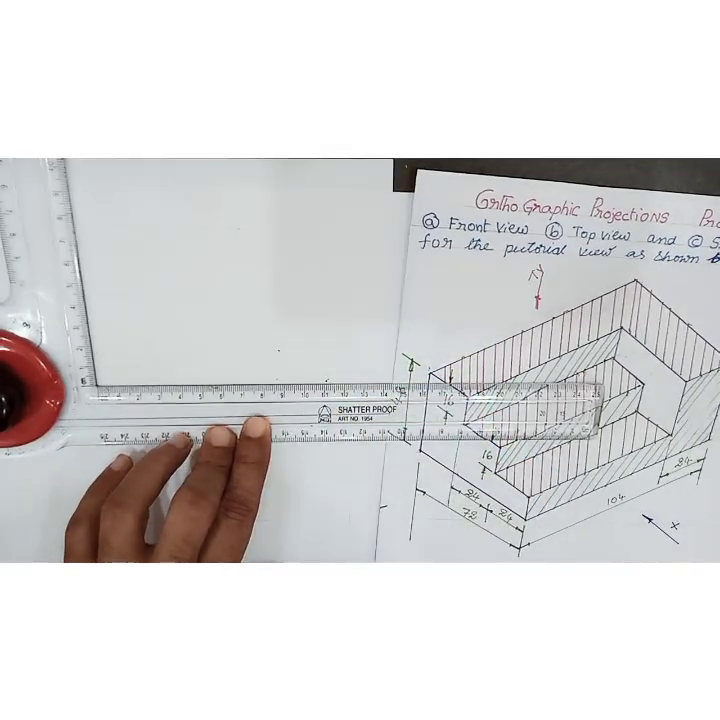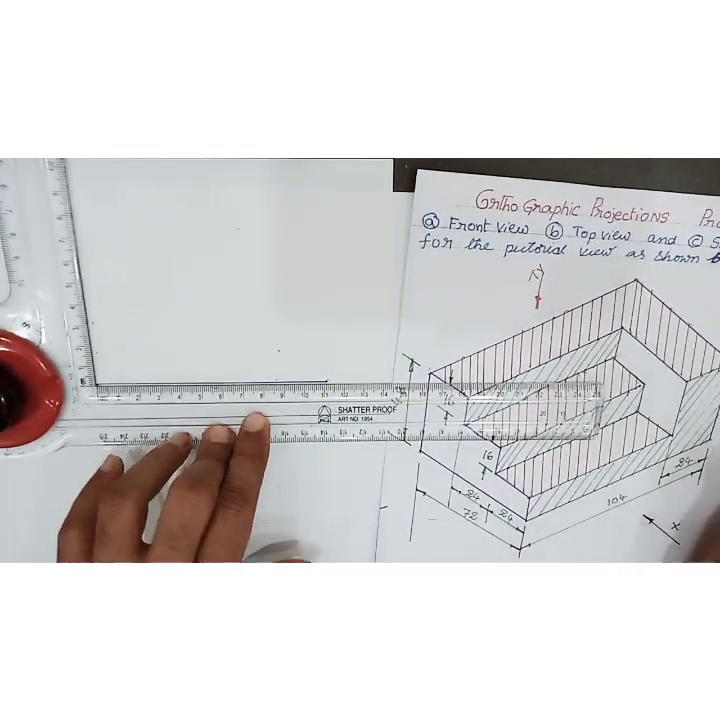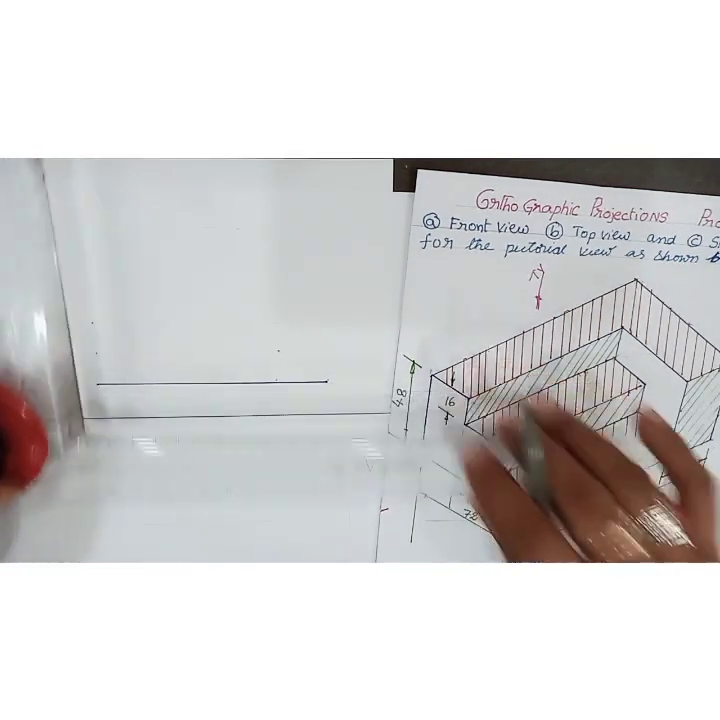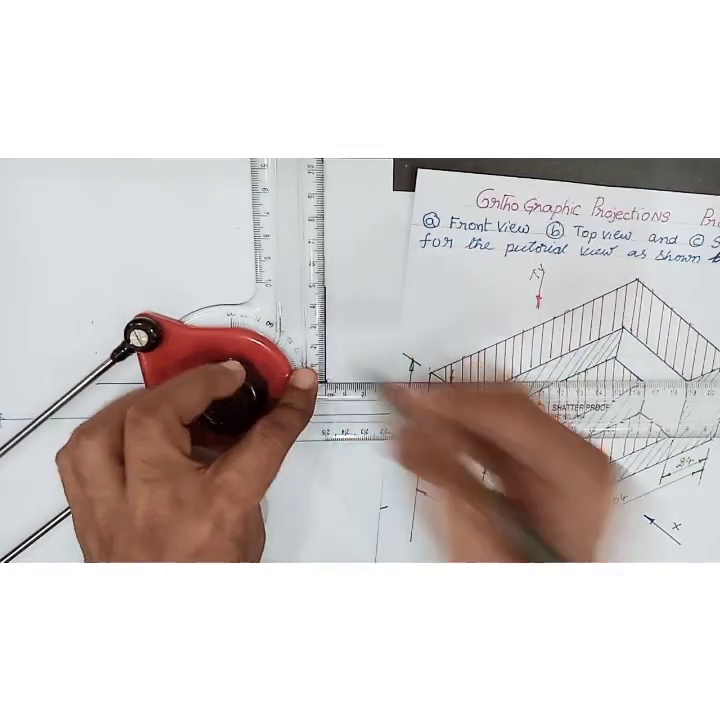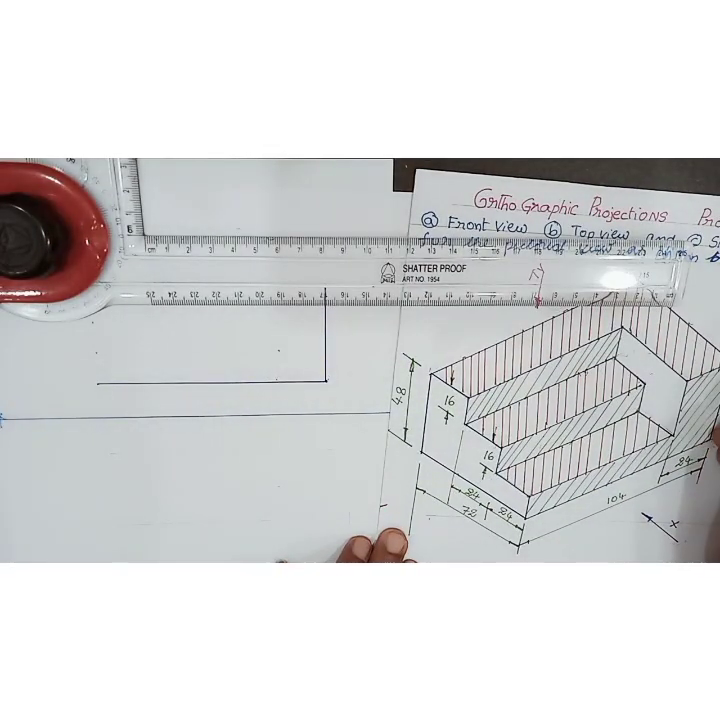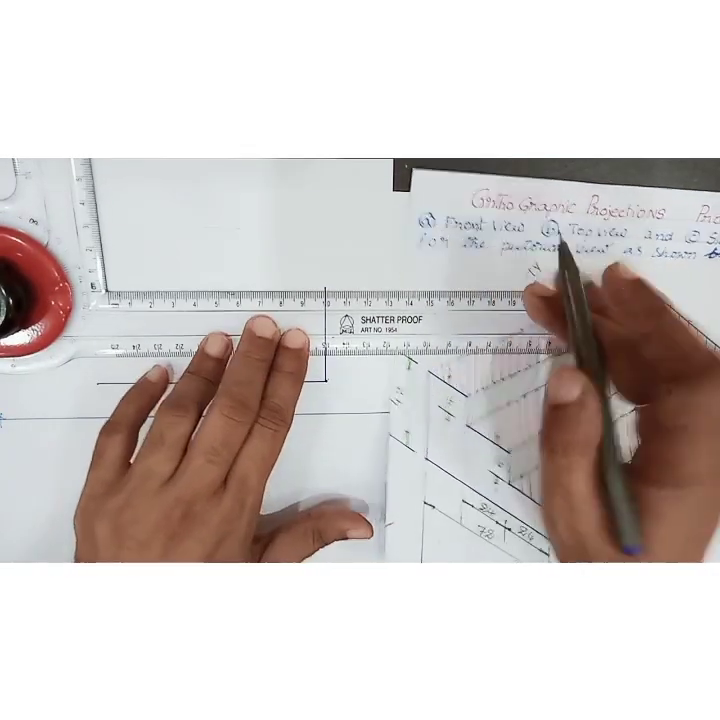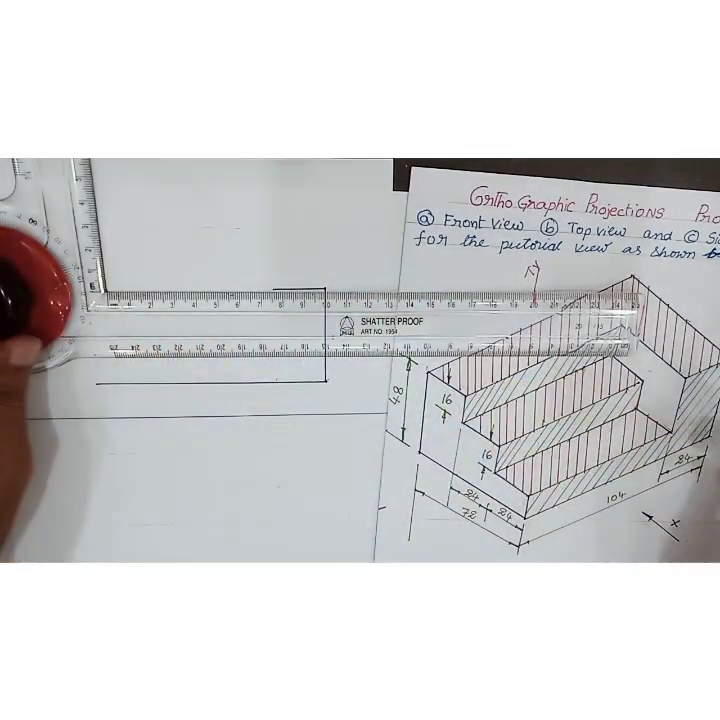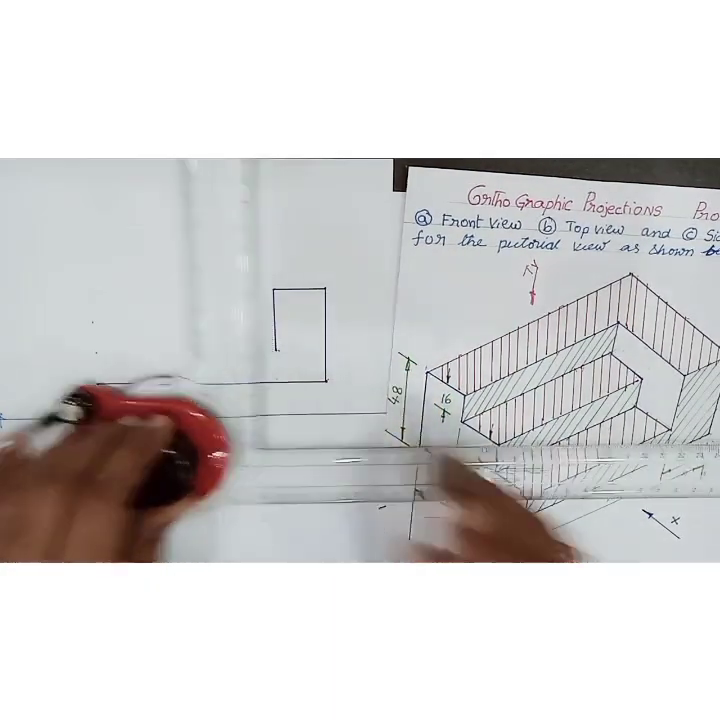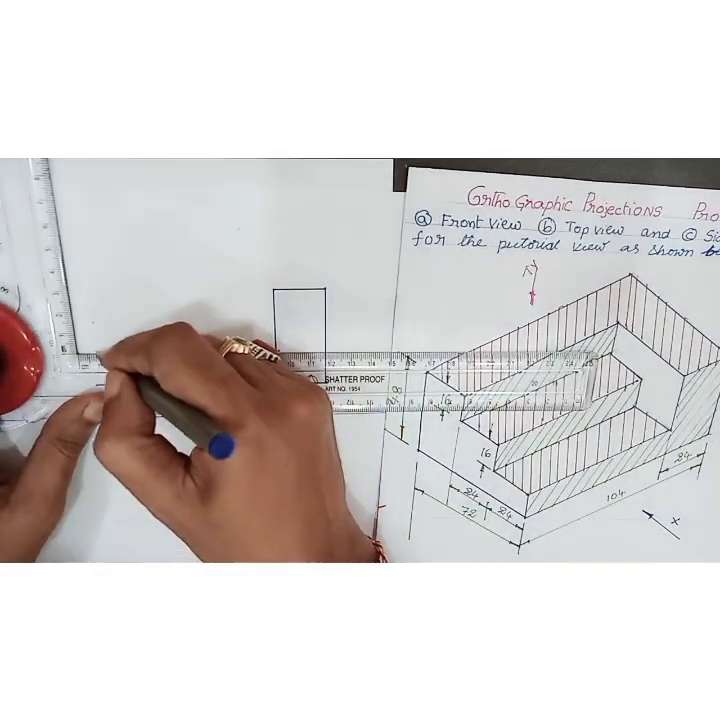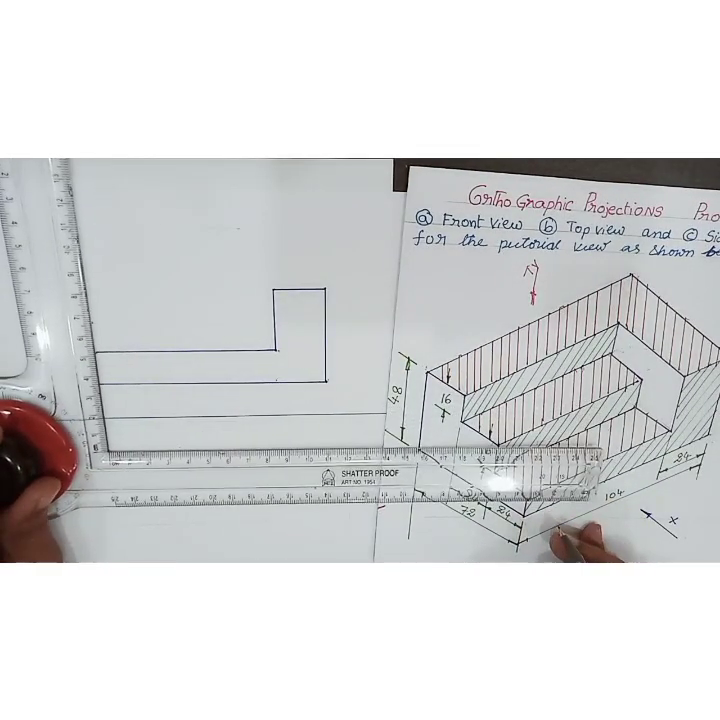So with a measurement of 104, draw the length line. Then this height, how much? 48. After that, length 104, 48, 24, and then down 32, and then length 80, and again down 16.